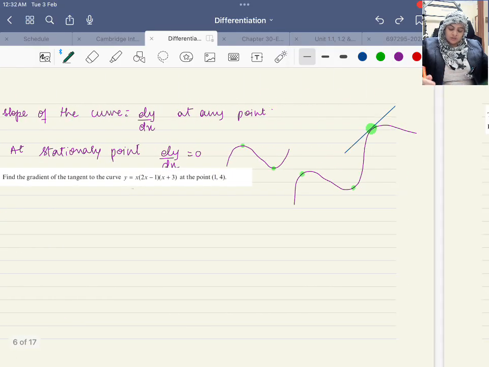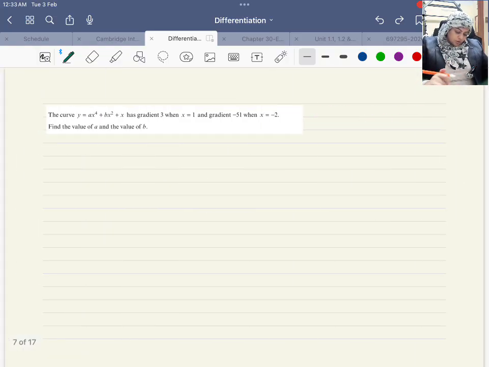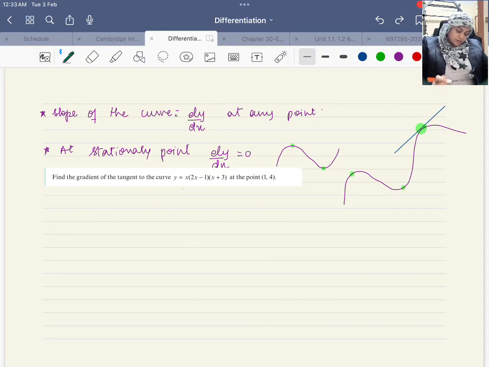Or any constant. So we know that when a line is parallel to the x-axis and it cuts the y-axis, the slope of this line is 0. That is why dy by dx of a constant is 0. y is equal to 3, y is equal to 110, dy by dx will be 0 because dy by dx is the slope of that line. Okay, so let's move ahead with the question involving slopes.